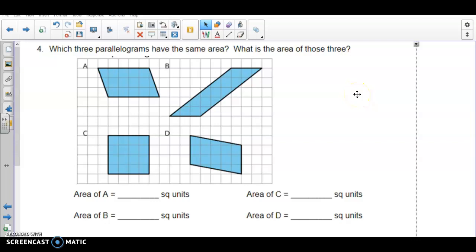Hi, everybody. This is the second part of the mid-unit assessment study guide. We are starting with number 4 and working our way through the end of the study guide. Which 3 parallelograms have the same area?